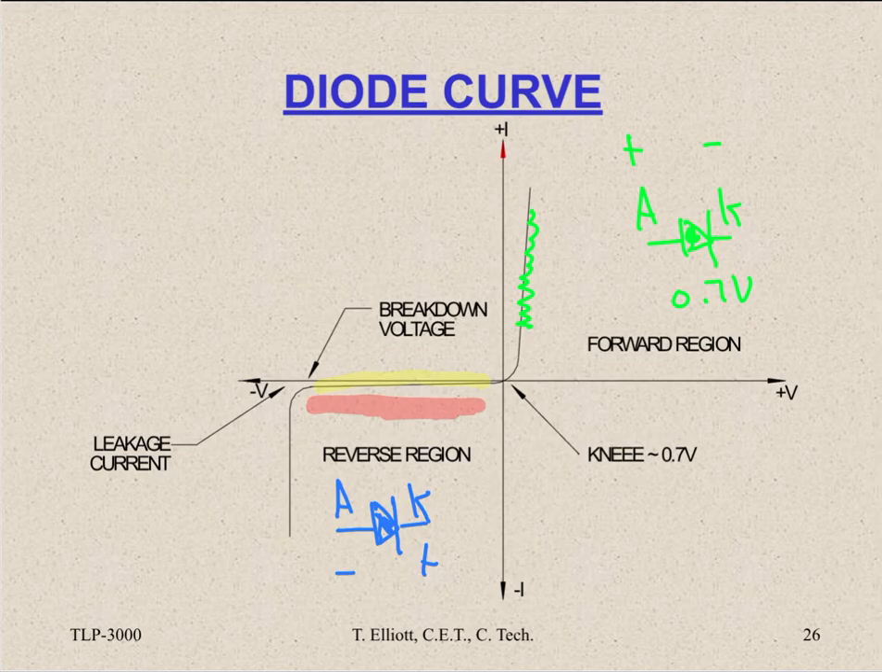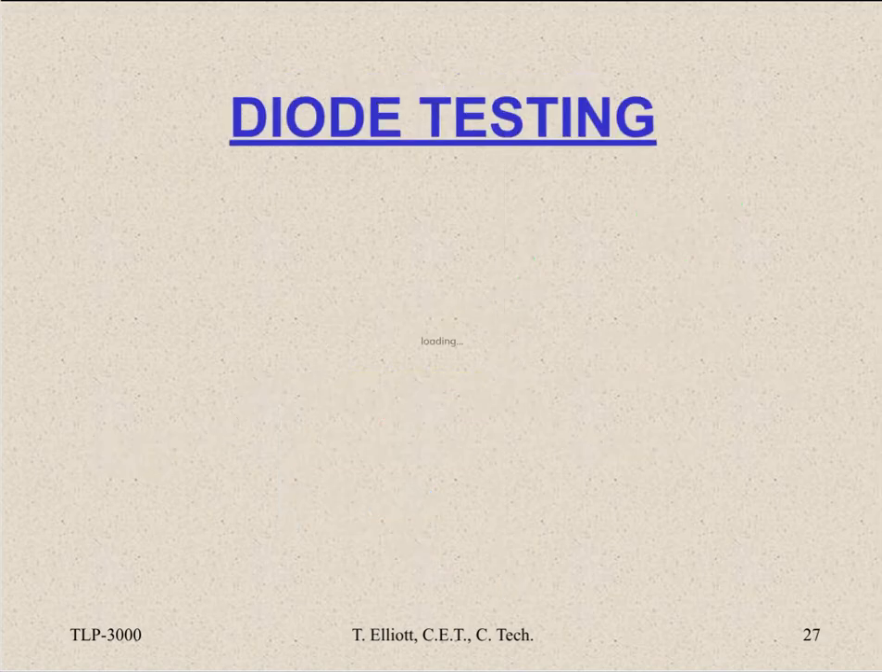Now, diodes such as, see my other videos, the Zener diode, it's designed to be intentionally used in this reverse breakdown region. But a standard diode, it'll live there once and then that's it. Let's put it that way.